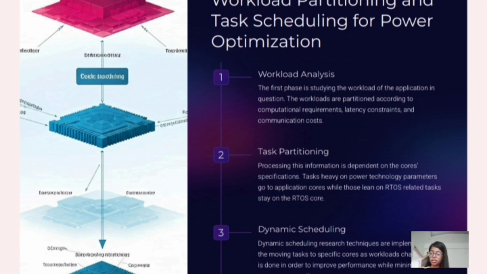Next one is task partitioning. Processing this information is dependent on the core specification. Tasks heavy on processing requirements go to application cores, while those related to the RTOS stay on the RTOS core. And the next one is dynamic scheduling. Dynamic scheduling techniques are implemented for moving tasks to specific cores as the workload changes. This is done in order to improve performance while minimizing power consumption.